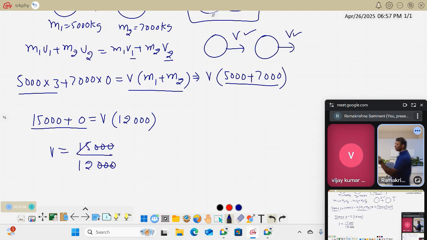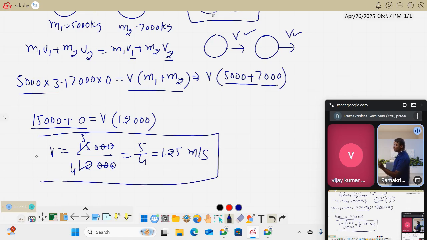0 cancel, 3 5s, 3 4s. That is 5 by 4. 5 by 4 means how much? 1.25 meter per second. So both together are going to move at a speed of 1.25 meter per second.